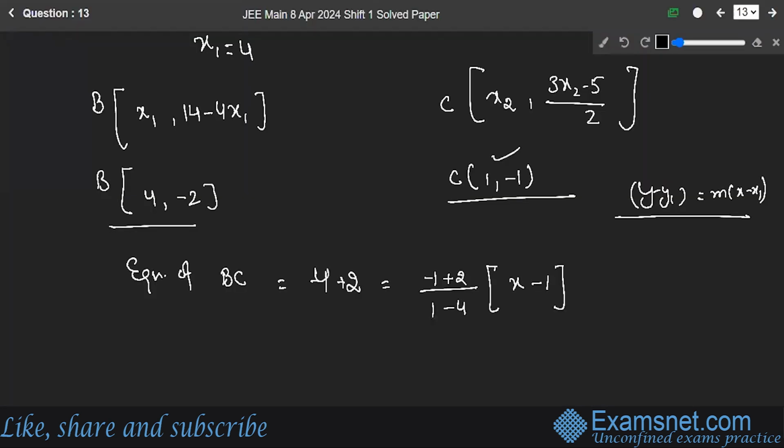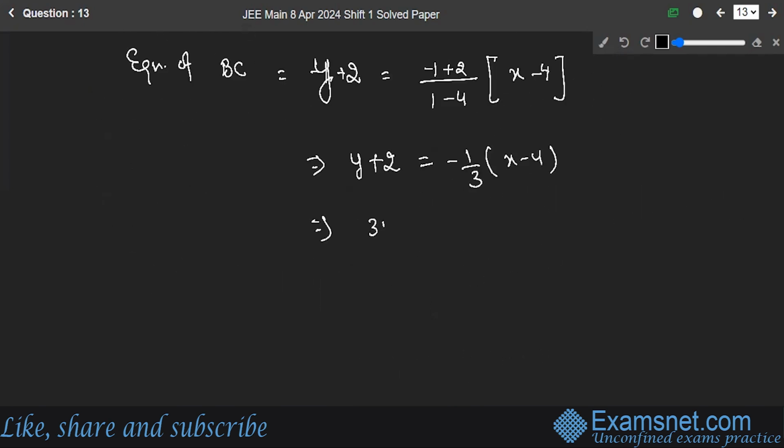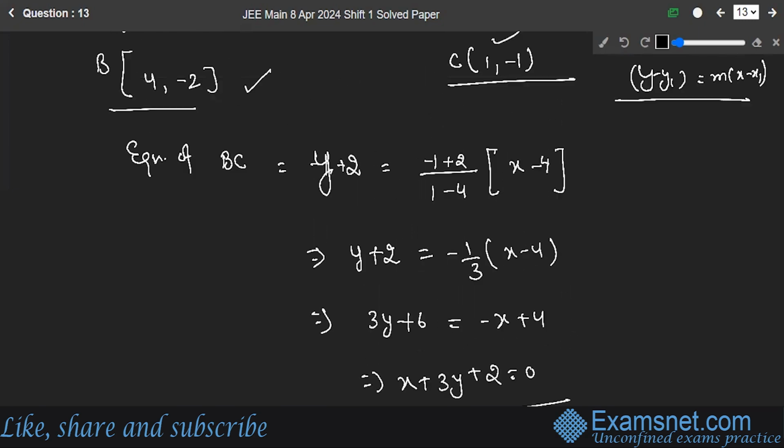I have to write a y over here. Sorry. So y plus 2, I'm using this. y plus 2 is equal to the slope, and here will be x minus 4. So this is going to give you y plus 2 is equal to minus 1 by 3, x minus 4. Or you will have 3y plus 6 is equal to minus x plus 4, so x plus 3y plus 2 is equal to 0. This is the required equation of the line.